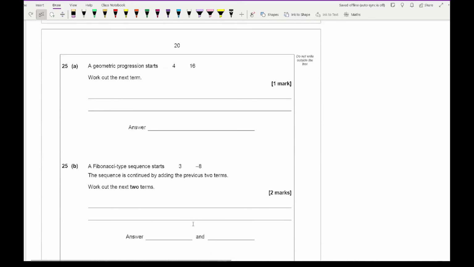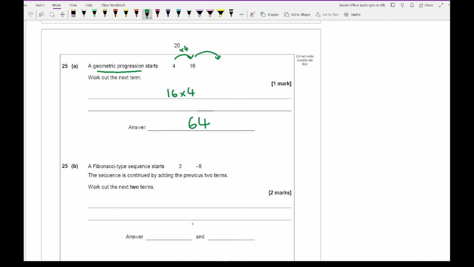Now, coming to near the end of the paper, question 25a says the geometric progression starts with 4 and 16, and we need to work out what the next term is. Now with a geometric progression, this is where you're multiplying, not adding, from one number to get to the next. So you think to yourself, okay, what do I need to multiply 4 by to get 16? Well, I need to times that by 4. So then what I need to do to work out the next term is 16 times 4, which gives me the answer of 64.